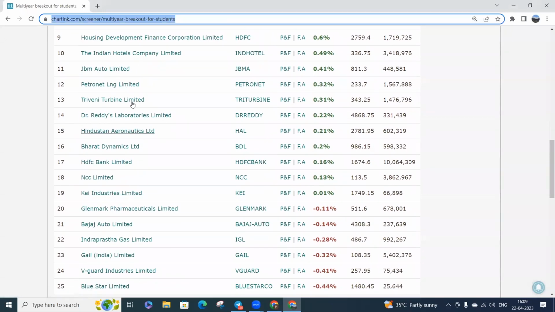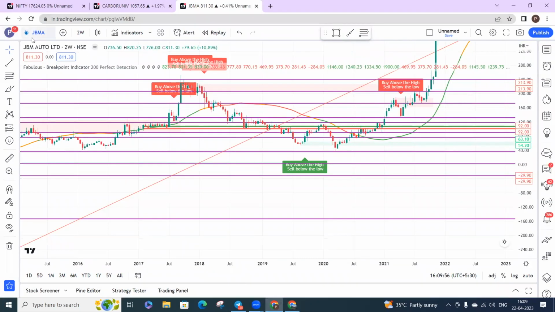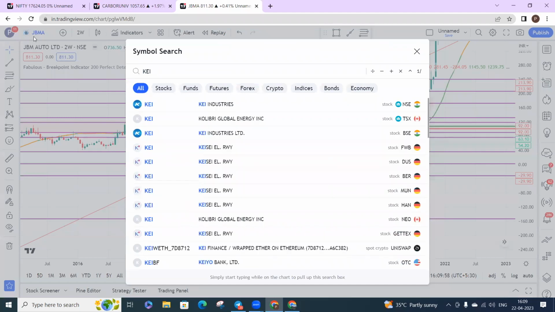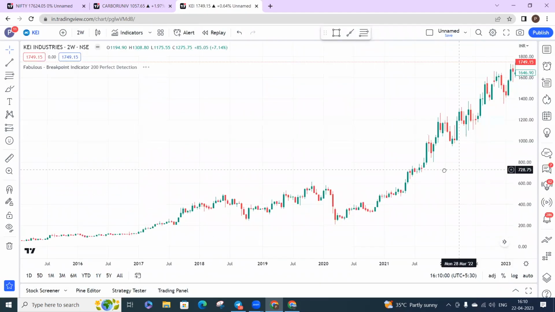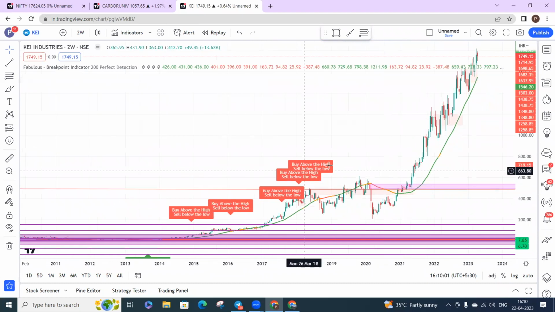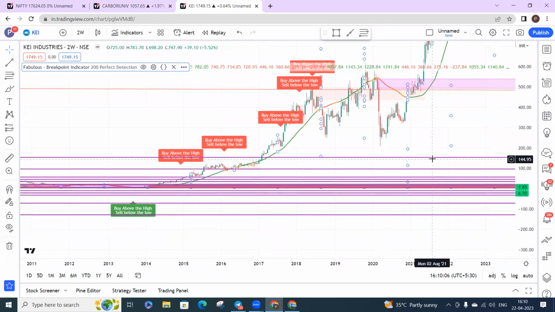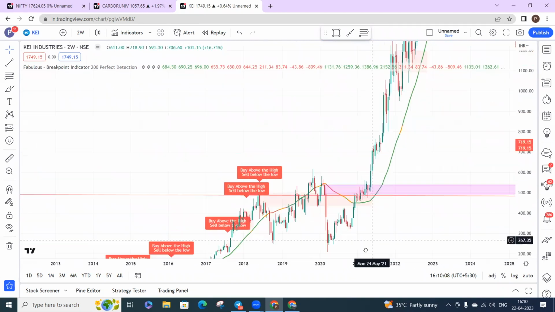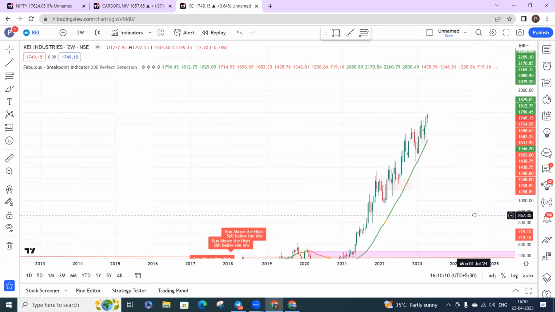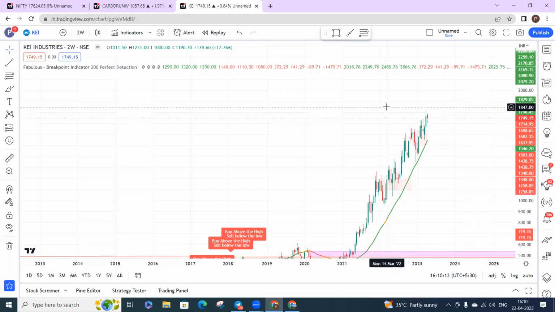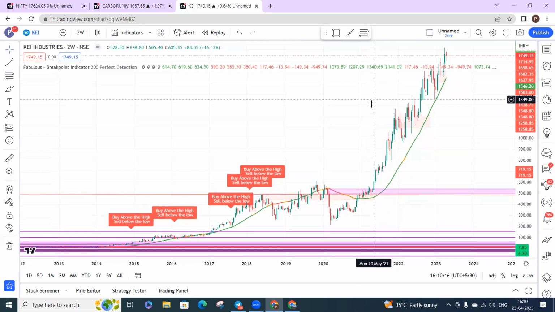Like Kia Industries also moved very well. It also moved very well here. It will not have anything here. I was watching since 200 onwards. It has moved up to 1300, 1700 right now. I was seeing this area at 300 rupees.